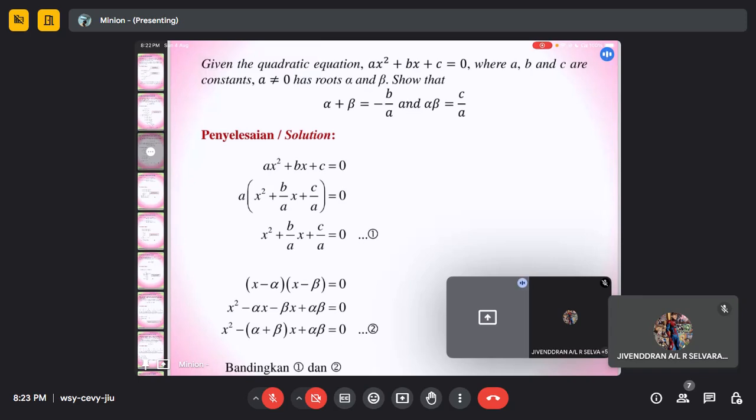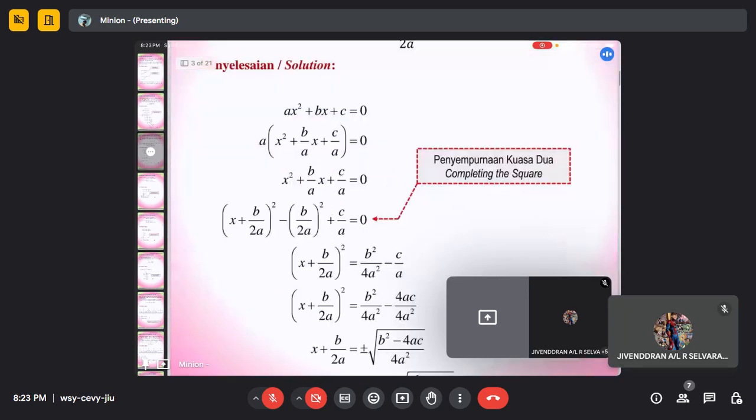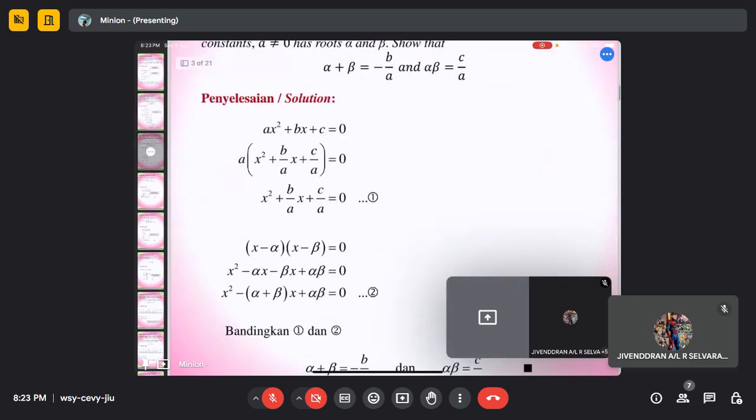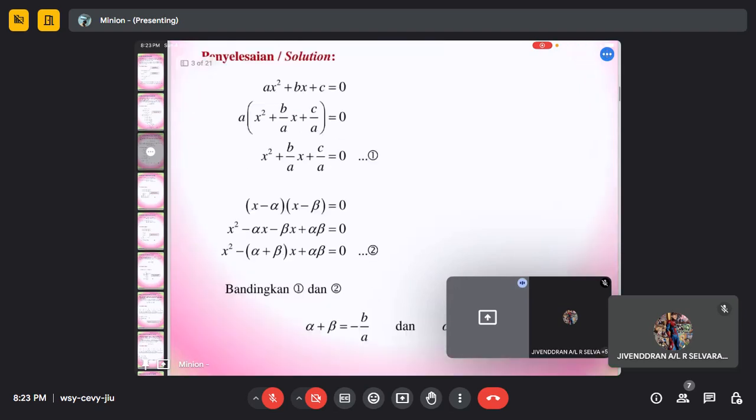So, the general form is ax squared plus bx plus c equivalent to 0. Just like the completing the square method we just studied, it's the same method only. Factor out a: a bracket x squared plus b over a x plus c over a is equivalent to 0. Then x squared plus b over a x plus c over a is equivalent to 0. We put here 1, so later you can show.